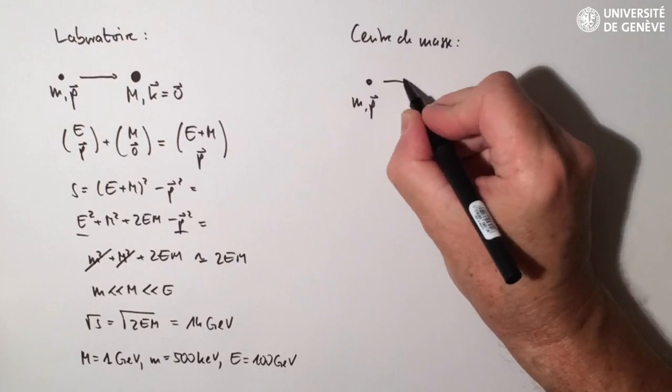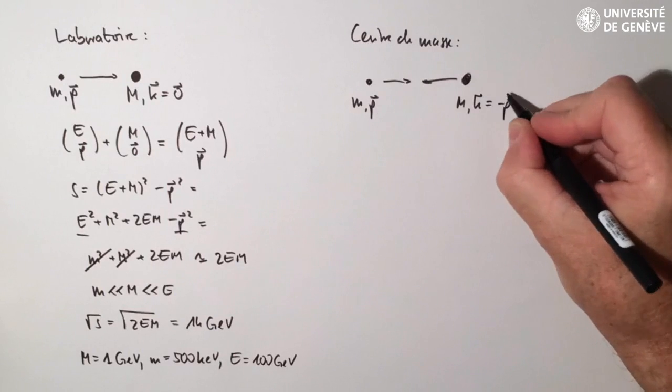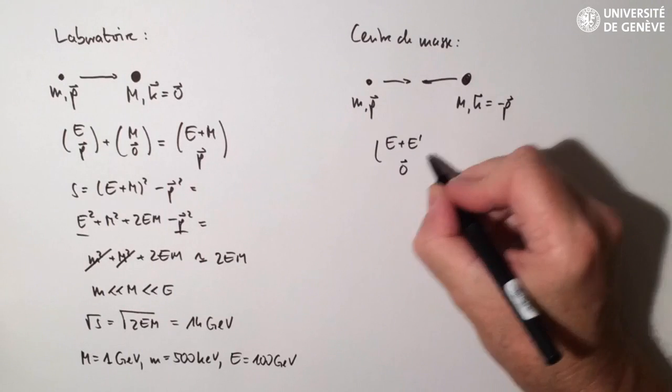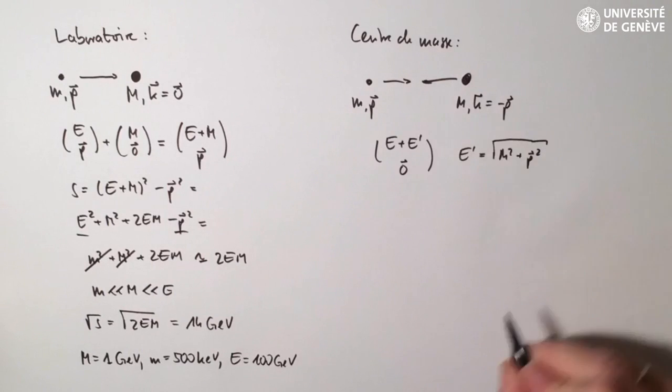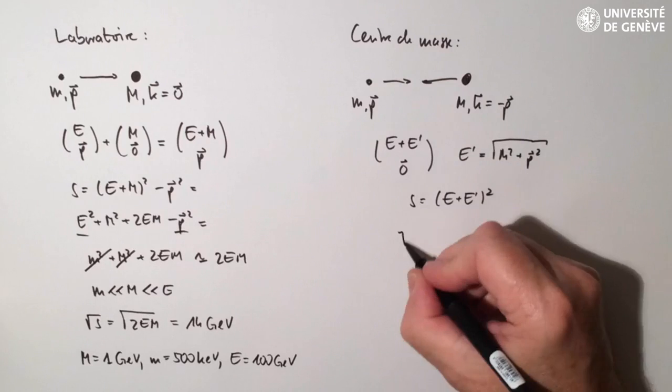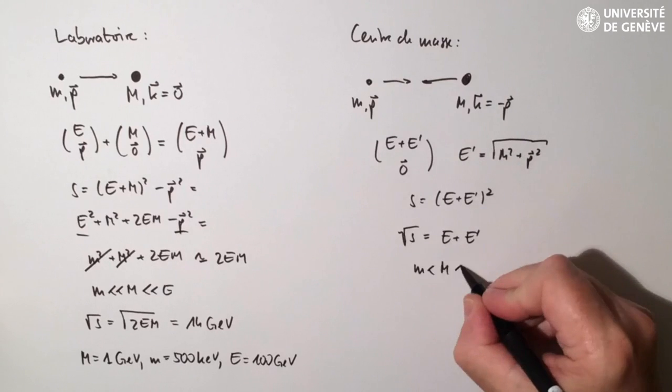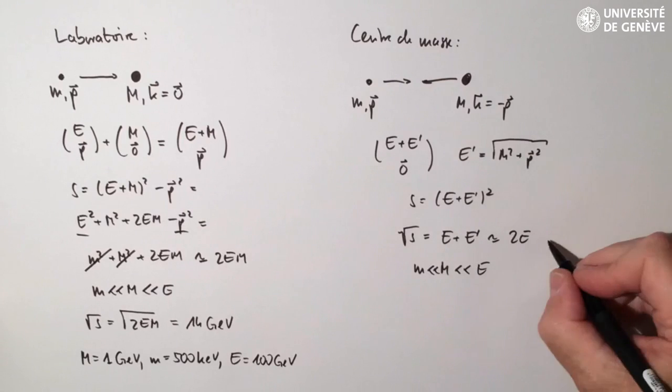In the center of mass frame, on the contrary, the two particles impact on each other with equal and opposite momenta. The same calculation leads us to an invariant mass which can be produced, which is 2 times the energy of either particle, or 200 GeV in our example.